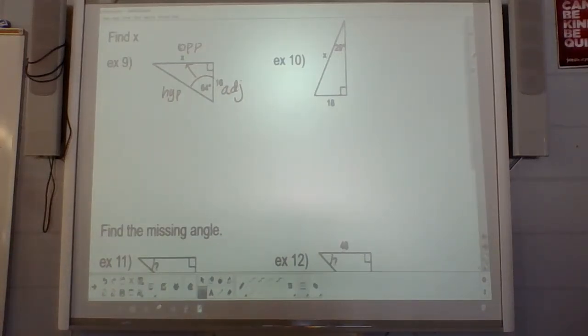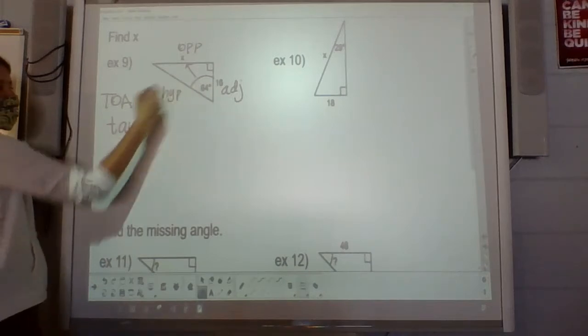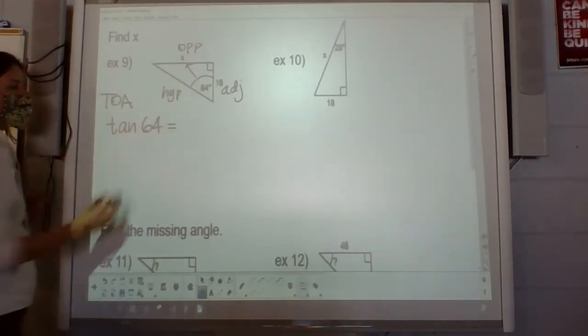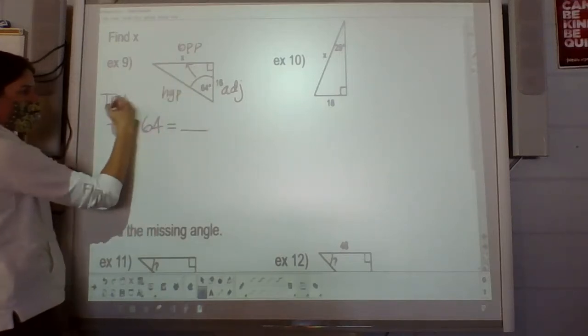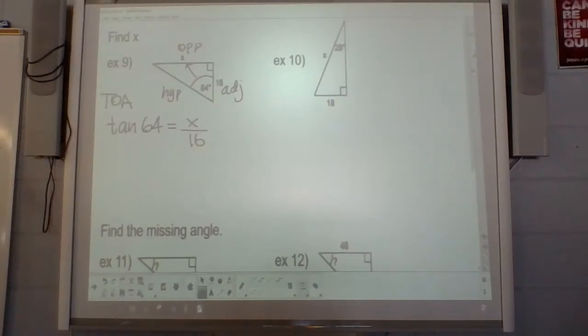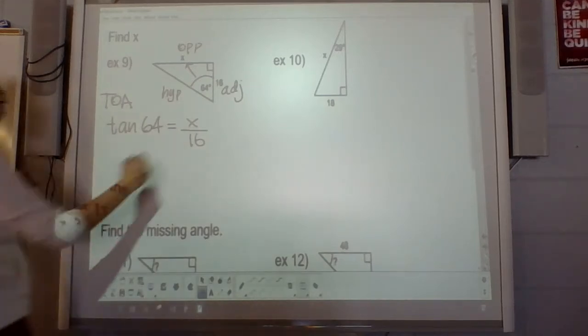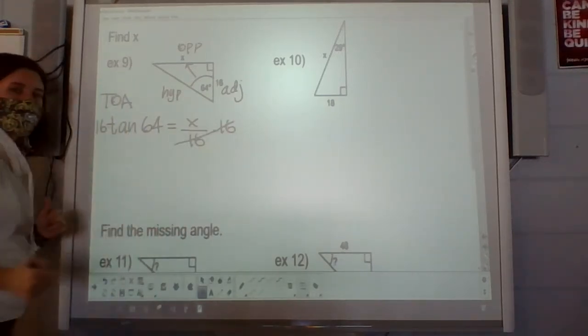Tangent, because they want to know the opposite, we know the adjacent, so we're going to use tangent, TOA. Tangent of the angle we know, which is 64, equals opposite over adjacent, O over A, so x over 16. When the x is on the top, and I'm trying to get x alone, it's being divided by 16, so instead we'll multiply each side by 16 to find our x value.